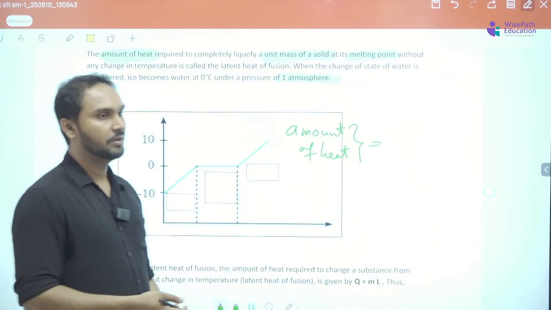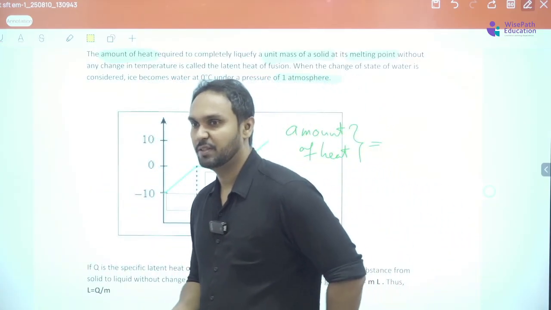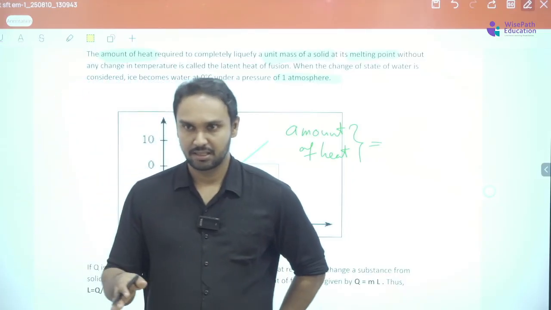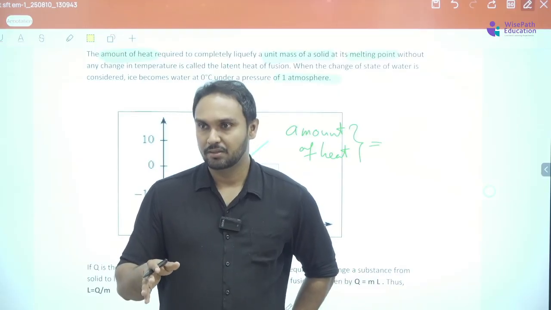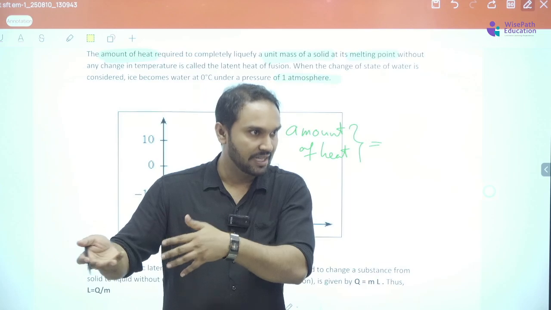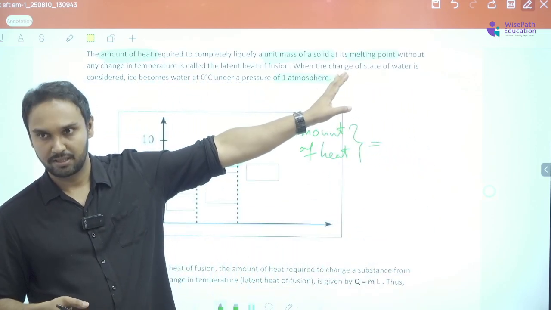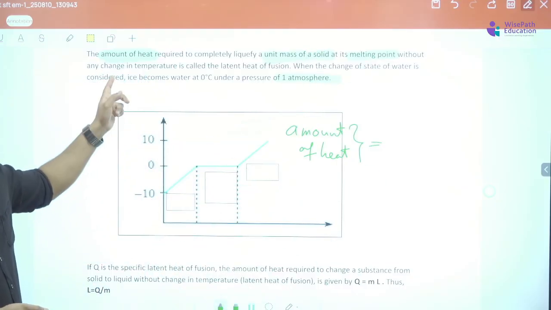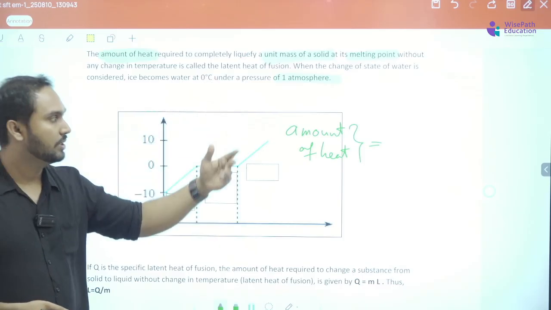At its melting point. Usually the melting point doesn't change at the fusion, so it's not a variable, it's a constant. So you don't have to consider non-variables. If you are taking a formula, the factors in the formula have to change. That is why you are calculating. So you don't have to consider the melting point in this case because it's a constant. And without any change in temperature is called the latent heat. So only two were there.